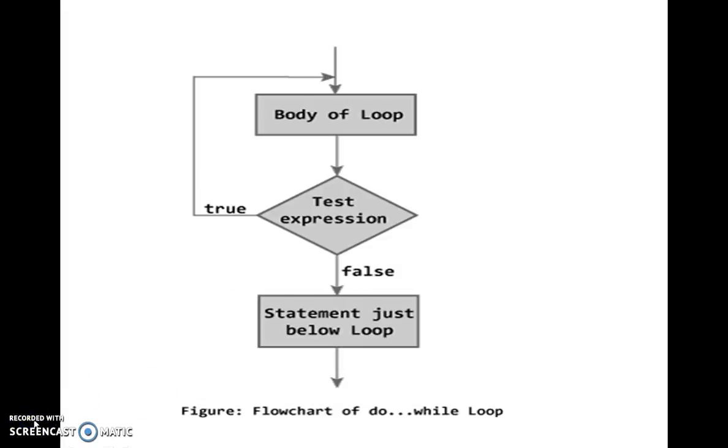This is the flowchart for the do while loop. Initially the body of the loop will be executed, and then the test expression is checked. If it is true, the body of the loop will be executed again, and this process is repeated until the test expression becomes false. When it becomes false, the statement just below the loop will be executed.